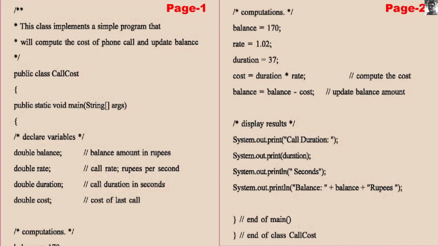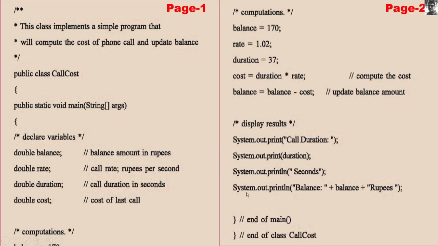The value stored in duration is 37. As you see here, duration is 37. So it will print call duration colon 37. It will print the value of this variable. Then again System.out.println seconds. So finally these three lines will print one sentence saying call duration 37 seconds.